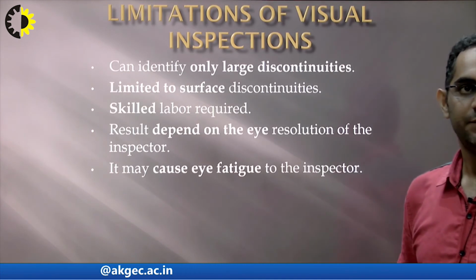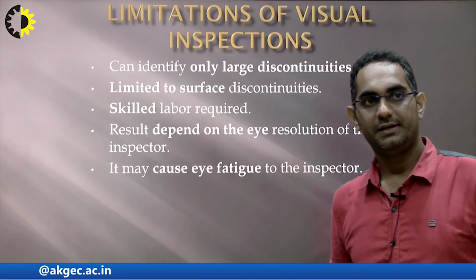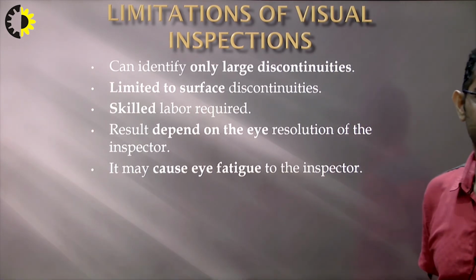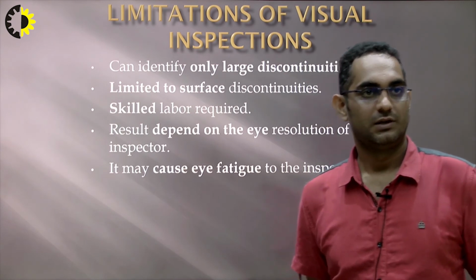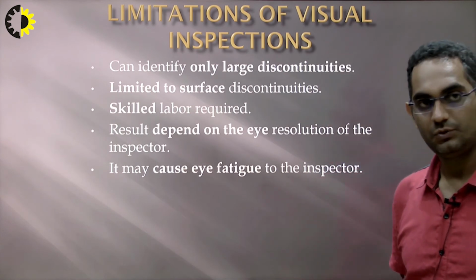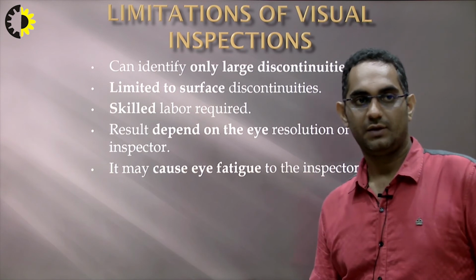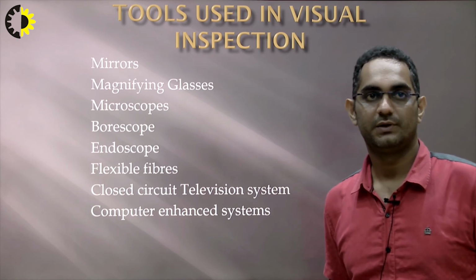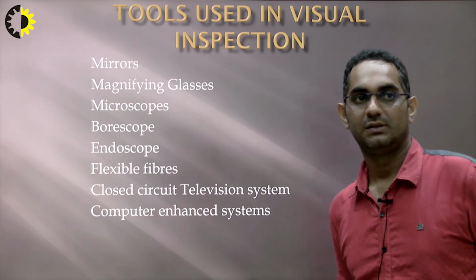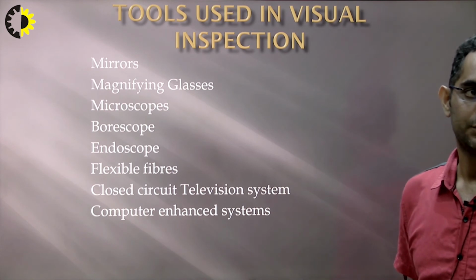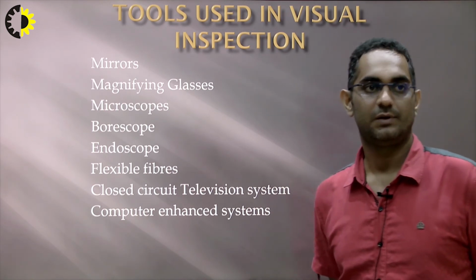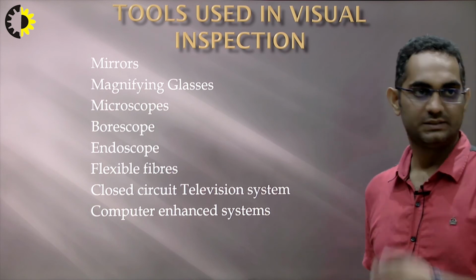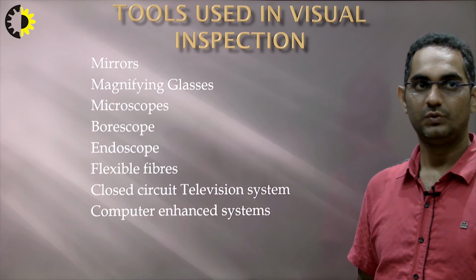Next, the limitations of visual inspection: it can identify only large discontinuities, it is limited to surface discontinuities, skilled labor is required, the result depends on the eye resolution of the inspector, and it may cause eye fatigue to the inspector. Then the tools used in visual inspections are mirrors, magnifying glasses, microscopes, borescopes, endoscopes, flexible fibers, closed circuit television systems, and computer enhanced systems.